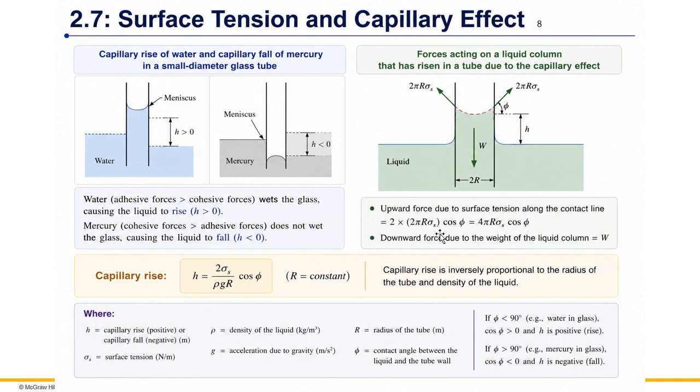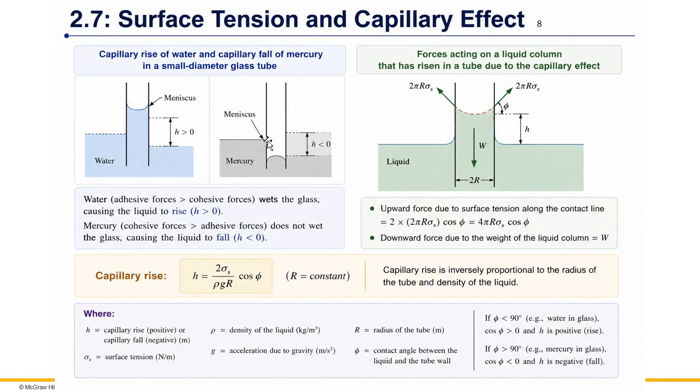Now we will look into another important effect called the capillary effect. Capillary action occurs when the surface tension interacts with a solid wall, such as the inside of a thin glass tube. Water wets the glass because adhesive forces between water and the glass are stronger than cohesive forces within the water. So water rises in a narrow glass tube. Mercury does not wet the glass because cohesive forces within the mercury are stronger than adhesive forces between mercury and glass. So mercury falls in the tube.